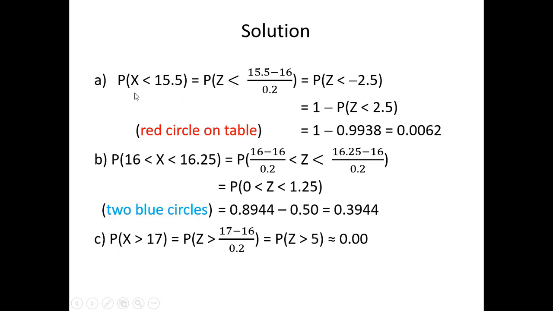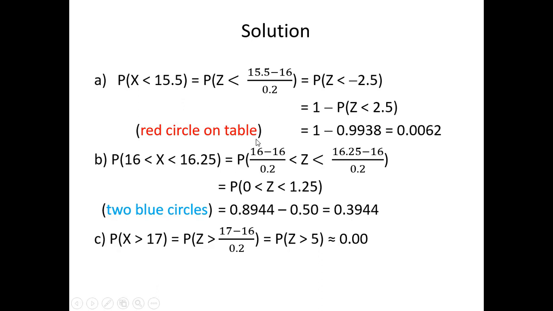The probability the weight's less than 15.5 is equal to, now we transform this to our standard normal random variable. So I get 15.5 minus 16 over 0.2. That's equal to the probability Z is less than minus 2.5. To find this with our table, now the table just involves positive Z values. So we could express this as 1 minus the probability Z is less than 2.5.